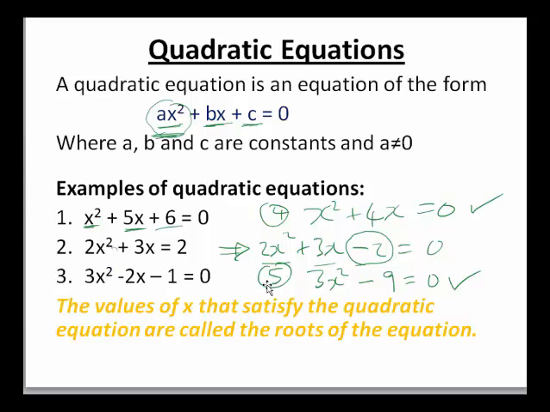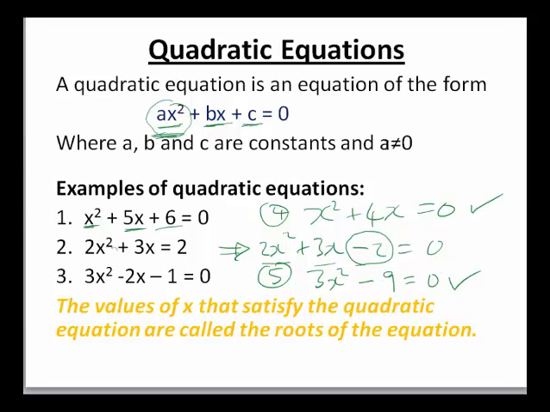Then for something like this as well, we have a situation where we have 3x squared minus 9 is equal to 0. What is missing? We don't have any value for x. So that means the coefficient of x is 0. Then this is equally a quadratic equation.